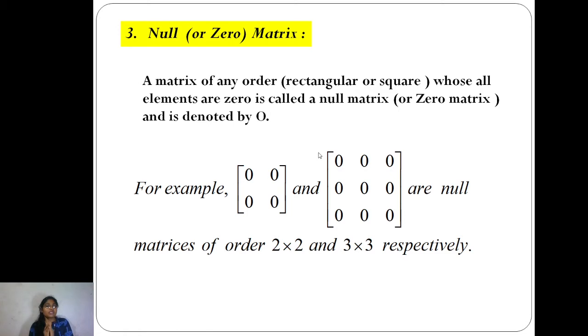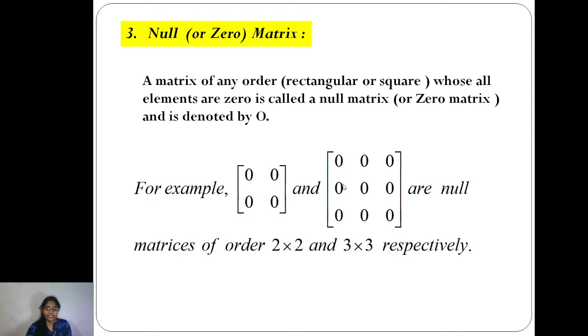Null matrix or zero matrix, that means matrix এর মধ্যে যতগুলো এলিমেন্ট থাকবে সবগুলো এলিমেন্ট যাতে 0 হয়, all elements are 0 is called null matrix or zero matrix and is denoted by this. null matrix কে আমরা এইভাবে করে ডিনোট করি. For example 0 0 0 0 this is the square matrix 2/2 order and 0 0 0 0 0 0 0 0 this is the 3/3 square matrix. This is the null matrix or zero matrix.